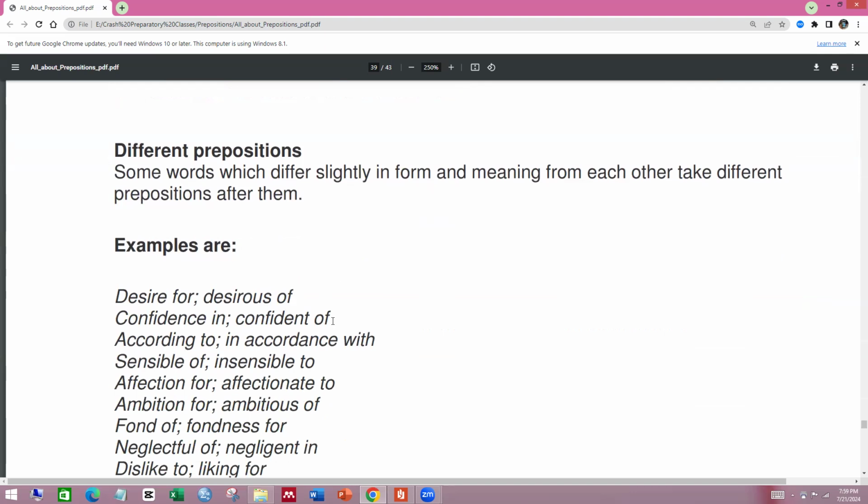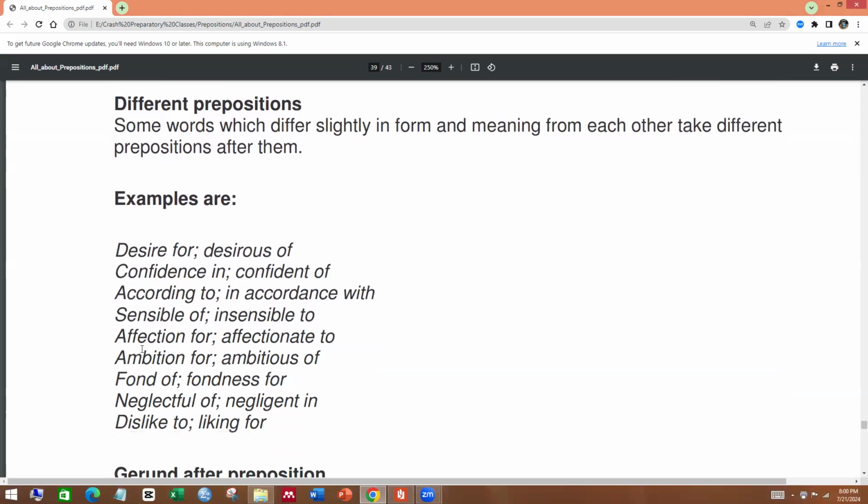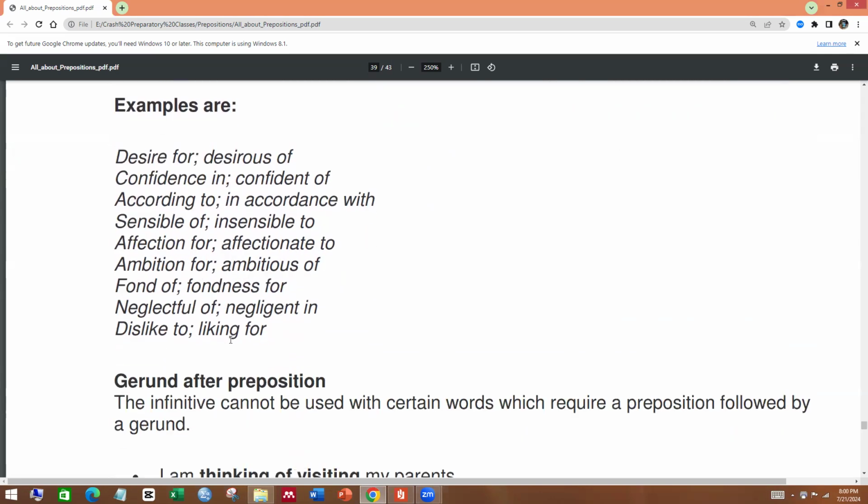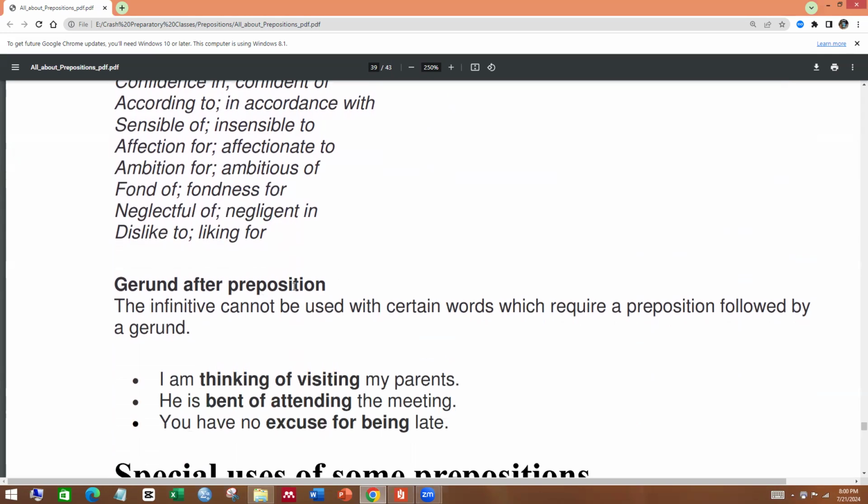जब एक class of word change हो जाती है तो वहां पे different preposition use होती है same words के साथ. Like desire for, it's a noun, desirous is an adjective, desirous of. Confidence in, confident of, according to, in accordance with, sensible of, insensible to. Affection for, affectionate to, ambition for, ambitious of, fond of, fondness for, neglectful of, neglect in. Dislike to, liking for.